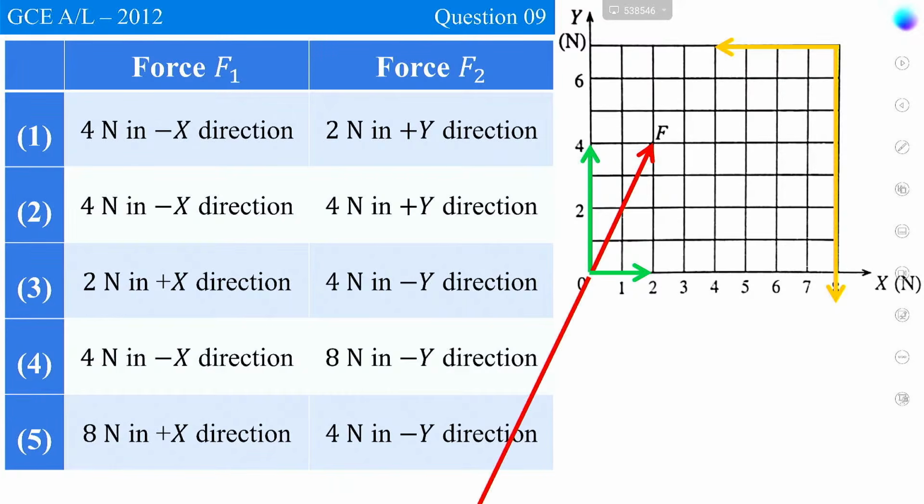So the resultant will be this one. So that is the resultant of those 2. So you have to change this. Now you understand the point. 2 Newton to the right, reversed to the negative x direction, that is 4 Newton. And 4 Newton vertically up must be 8 Newton vertically down. So the answer is the 4th one, because they are expecting us to reverse the vector.